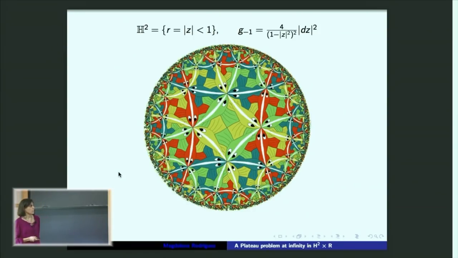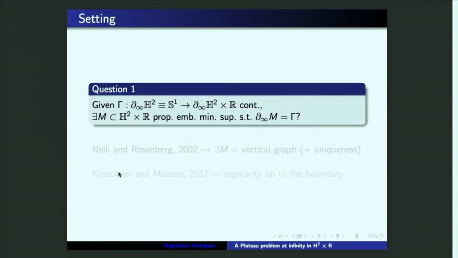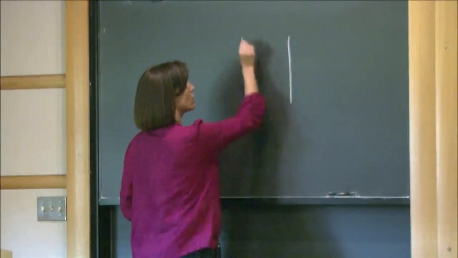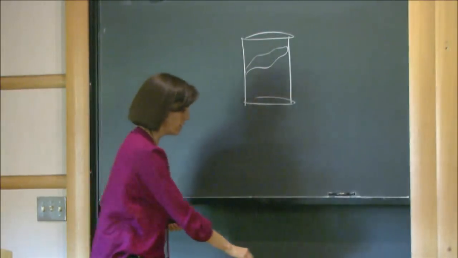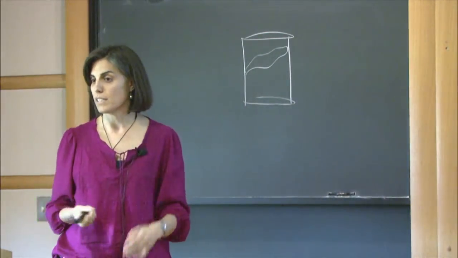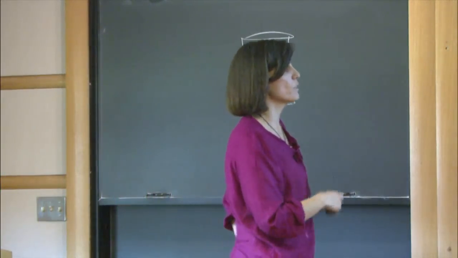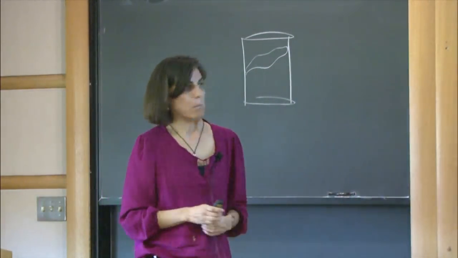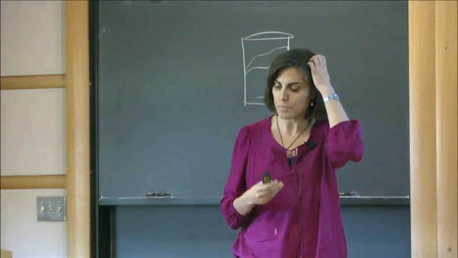Well, the first example we can think of is to consider, in the solid cylinder, some curve projecting graphically onto the ideal boundary of H2. And we want to know if there exists some minimal surface with this boundary at infinity. And this was solved by Nelli and Rosenberg some years ago. And the idea to prove that is natural.